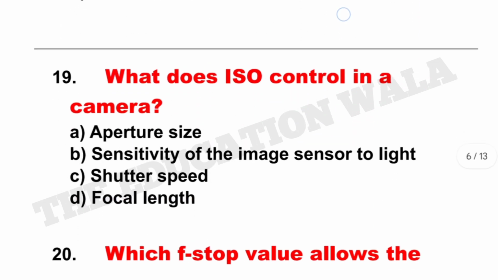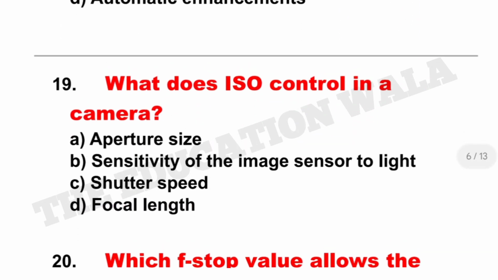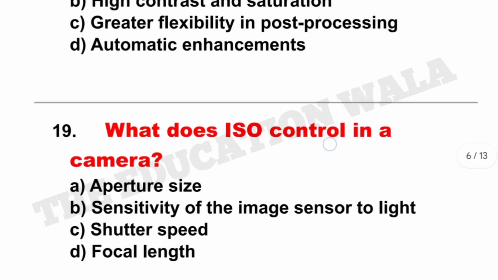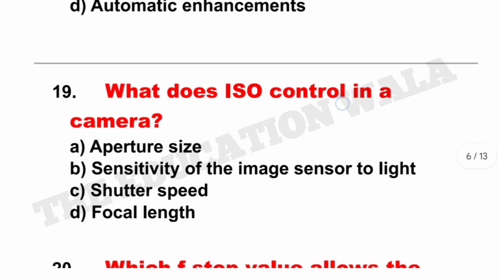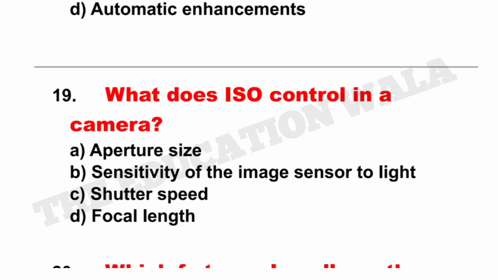Question number 19. What does ISO control in a camera? Option A, aperture size. Option B, sensitivity of the image sensor to light. Option C, shutter speed. Option D, focal length. The right answer is sensitivity of the image sensor to light.